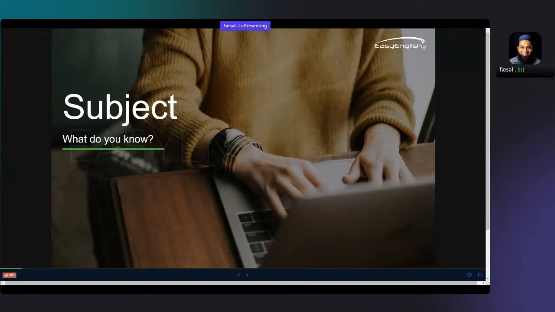So in the structures of different tenses, there is subject, verb and object. So this is the first thing that you encounter, this is the first thing that you usually learn, what a subject is, and this is what we'll be doing.